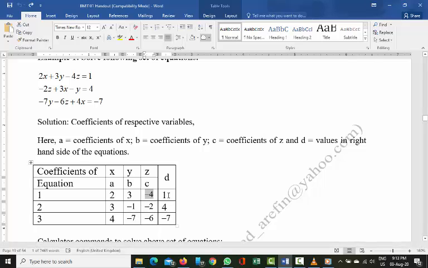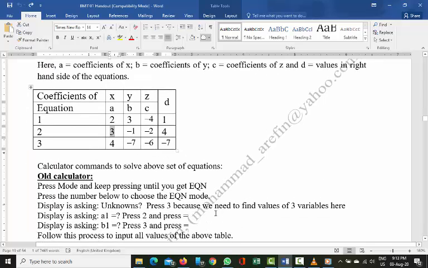So now the question will come, A2 question mark. That means the calculator wants to know the value of A in the second equation. Similarly, you should input all the values of these equations. After you input all the values of all these equations, you should press equal again, and then you will get the value of x.